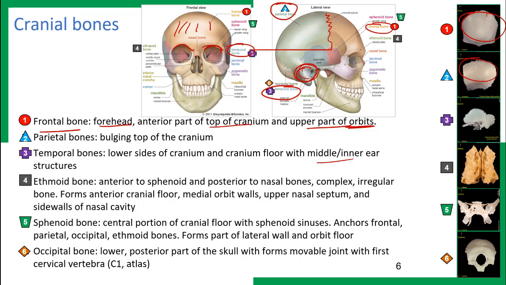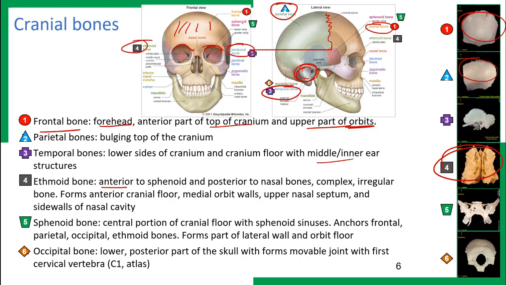And the next bone is the ethmoid bone. What you can see here, the ethmoid bone is sort of behind the nasal bones, anterior in front of the sphenoid. So anterior is in front of, and it looks kind of odd. So if you look at the ethmoid bone over here, you can see that it's a complex, irregular shape, and it's found right behind the nose.